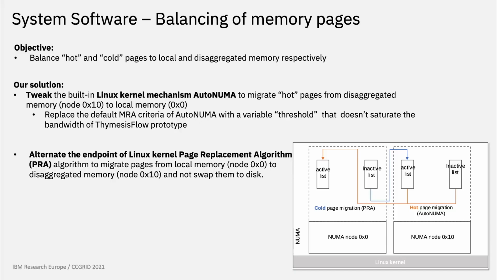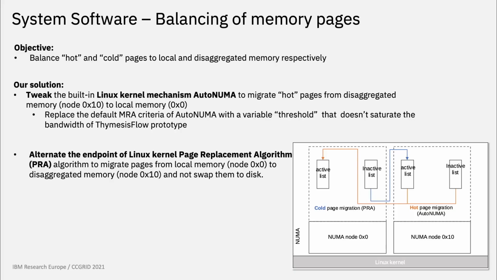Our next objective is to balance the memory pages by migrating the frequently accessed ones to local memory and demote the less frequently accessed to disaggregated. To migrate hot pages from disaggregated memory to local, we employ the kernel built-in mechanism AutoNUMA. More specifically, we tweak the selection criteria of hot pages of AutoNUMA to prevent the saturation of the bandwidth offered by ThemisFlow. AutoNUMA, to identify hot pages, performs sequential frames of poisoning the memory pages.